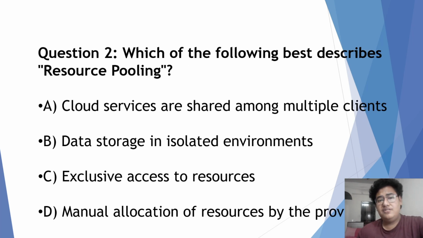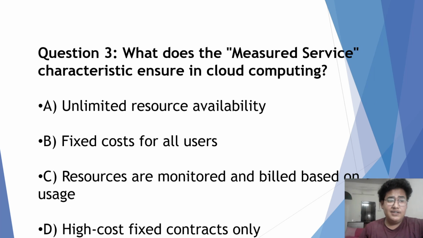Which of the following best describes resource pooling? A. Cloud services are shared among multiple clients, B. data stored in isolated environments, C. exclusive access to resources, or D. manual allocation of resources by a provider. The correct answer is option A. Cloud services are shared among multiple clients, because resource pooling means multiple clients share the same cloud infrastructure, which optimizes resource use. The correct answer is option C, because measured service in cloud computing tracks resource usage for accurate billing.